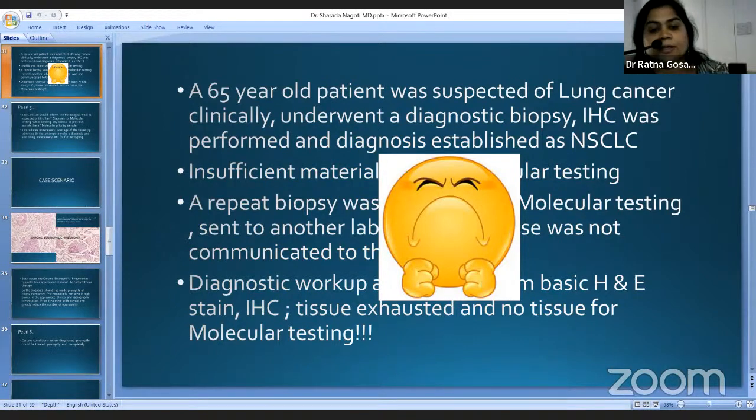So this is the case. I'm going to the next case scenario. So this is a 65-year-old female, known case of asthma, presented with a 1 week history of moderate chest pain and dry cough and intermittent fever since 1 month.